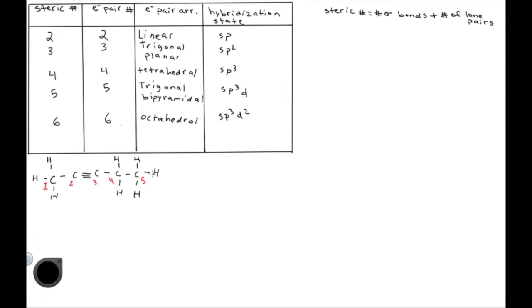So for carbon 1, because we have 4 single bonds, right? 1, 2, 3, 4. We are going to have an electron pair number of 4, meaning we have a tetrahedral electron pair arrangement, making carbon 1 sp3 hybridized.